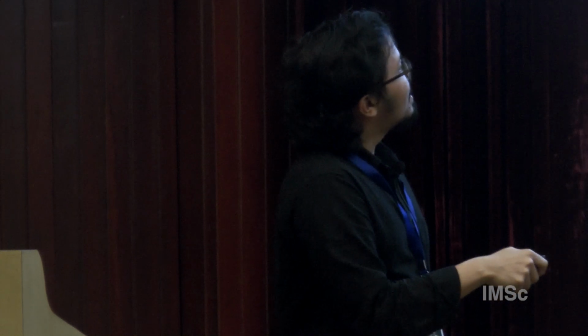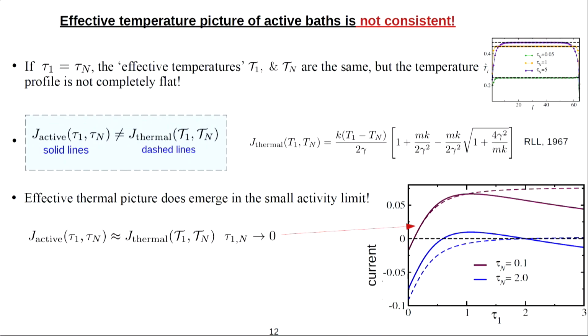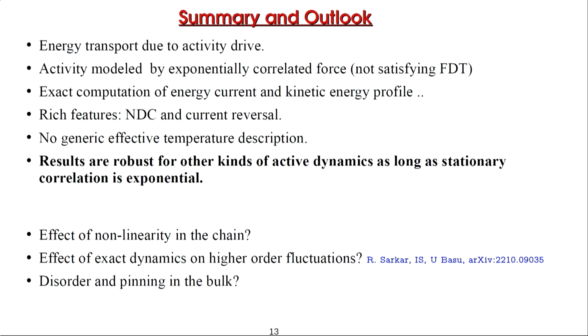Yeah, I'm almost done. So, basically, if the characteristic time scales are very small, the exponential correlation in that limit basically reduces to a delta function correlation. So this is again that same passive limit where an effective thermal temperature emerges. So I think that's all. So yes, this is the summary.